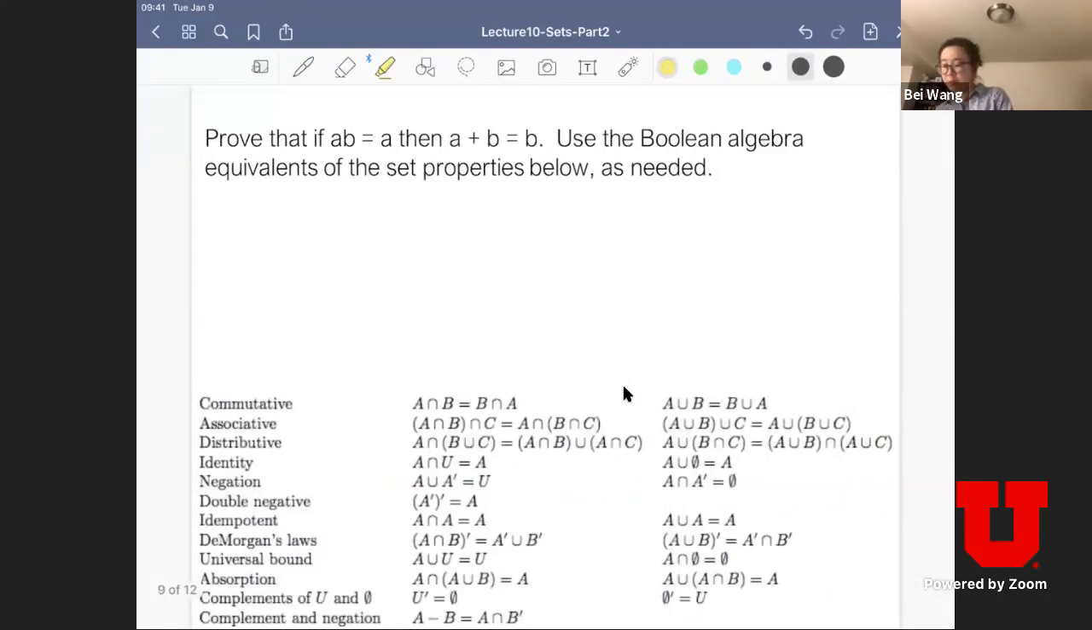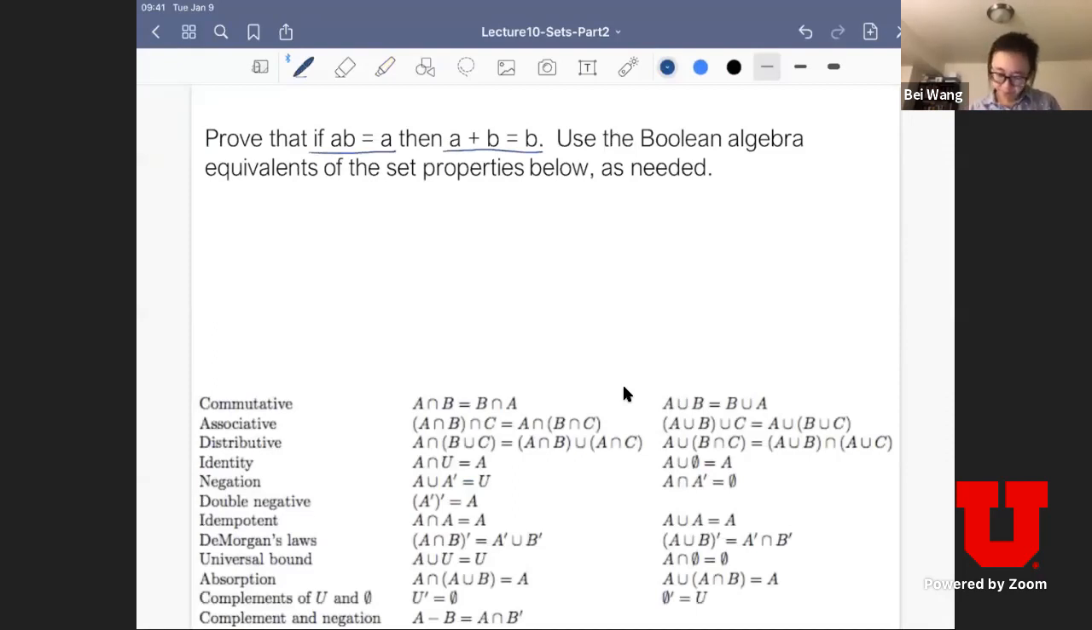Now we are going to see a particular proof where we want to prove some proposition involving Boolean algebra. We want to show if AB is equal to A, then A plus B equals B. We want to use Boolean algebra, but we're going to use the Boolean algebra equivalence of the set properties as needed. Okay, so what are the equivalences?